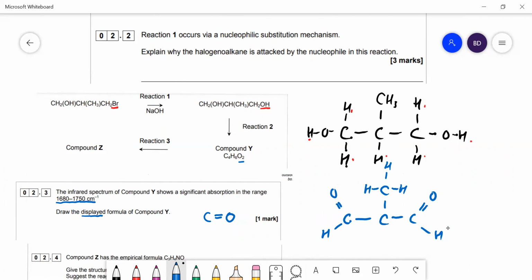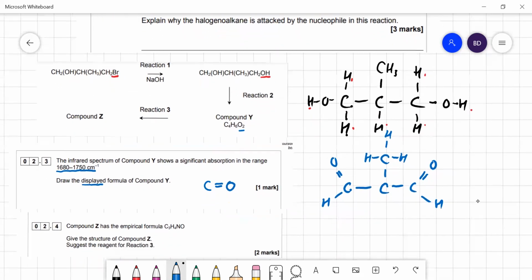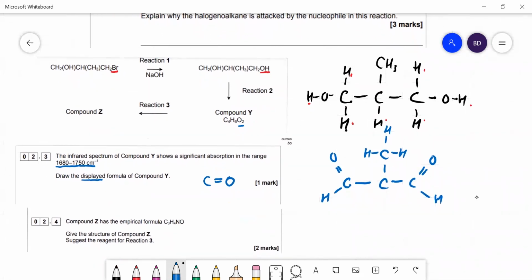Right, now compound Z, this was a mean question. It's got an empirical formula of C3H4NO. Now that's very misleading because look what's happened here. We've got 4 carbons there, so it looks like it's lost a carbon, but then gained some nitrogen. And you're thinking, what on earth kind of reaction would that be? But the trick question here is, it doesn't say molecular formula; it says empirical formula.